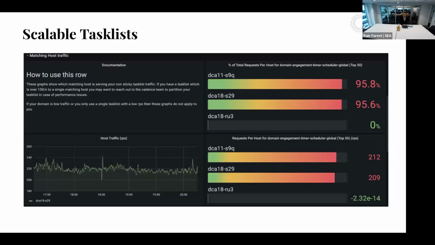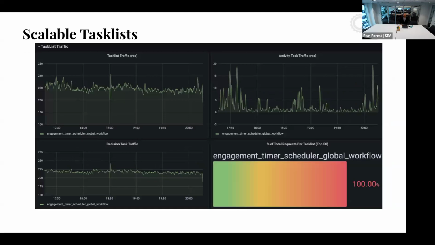And one popular question that Vinay asked me: how am I going to know if I need to scale my task list? I took some screenshots from our Grafana dashboards. We plan to share these templates, even though all the metrics are already available today. Feel free to ask me about specific queries I can share in the Cadence workspace. This is how we can see the distribution of task lists among different matching hosts. Then we can see the RPS for specific task lists. This is the host traffic, and this is the task list traffic.